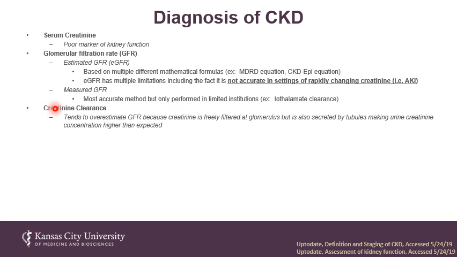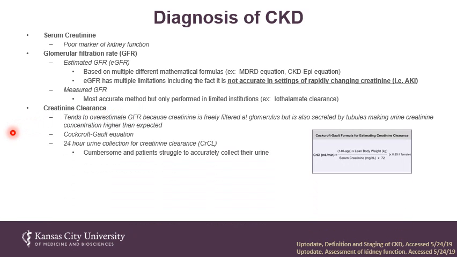Then there's creatinine clearance. This is a way of estimating the GFR. Creatinine clearance is not the same as GFR because, as you remember, creatinine is freely filtered at the glomerulus, but it's also secreted by the tubules. So when you measure the amount of creatinine in the urine, it's often higher than the true GFR because some of it was secreted by the tubule, not filtered by the glomerulus. So you have to remember that that tends to overestimate it.